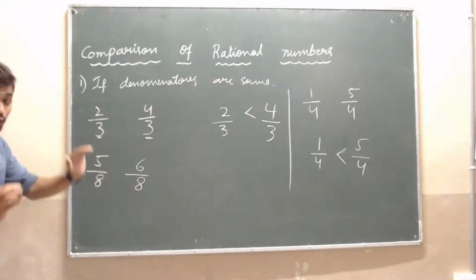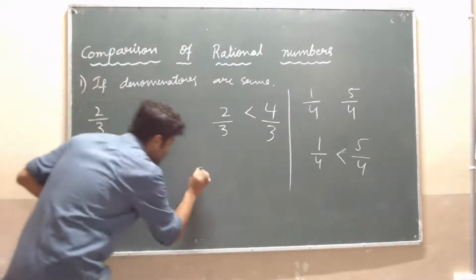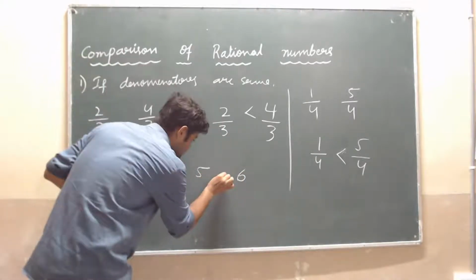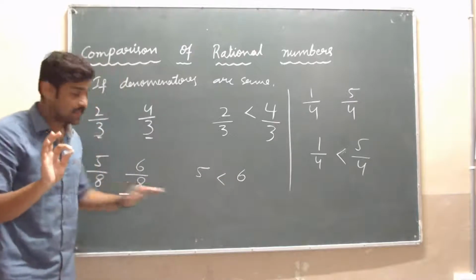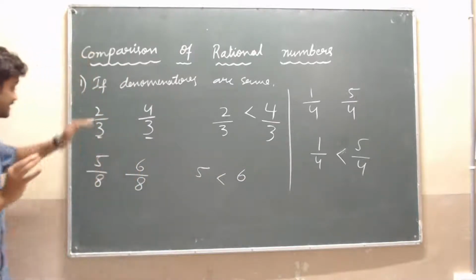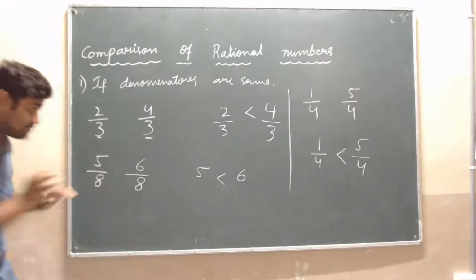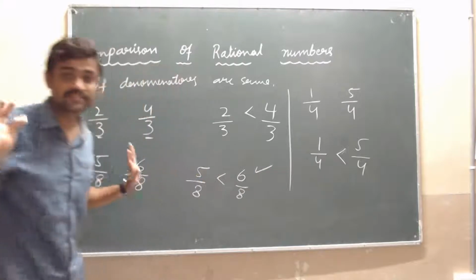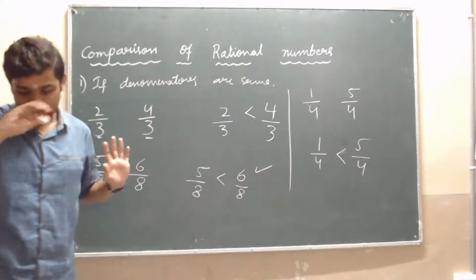Then we have to compare only the numerators. Numerators are 5 and 6. See, 5 is smaller than 6. We know that 5 is smaller than 6. Then we can easily say that when the denominators are the same, 5 by 8 is smaller than 6 by 8. This much is okay.